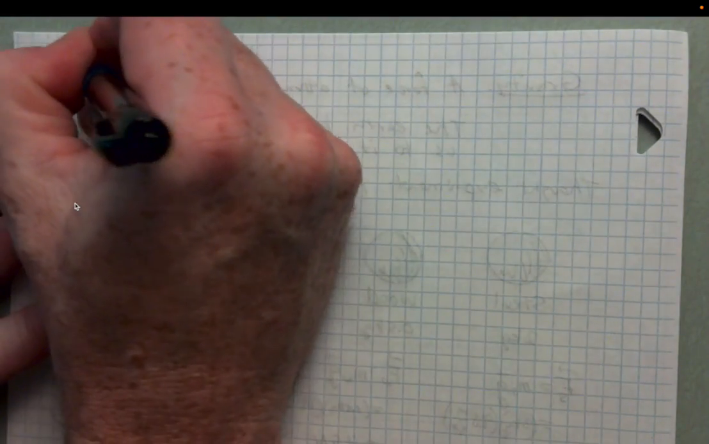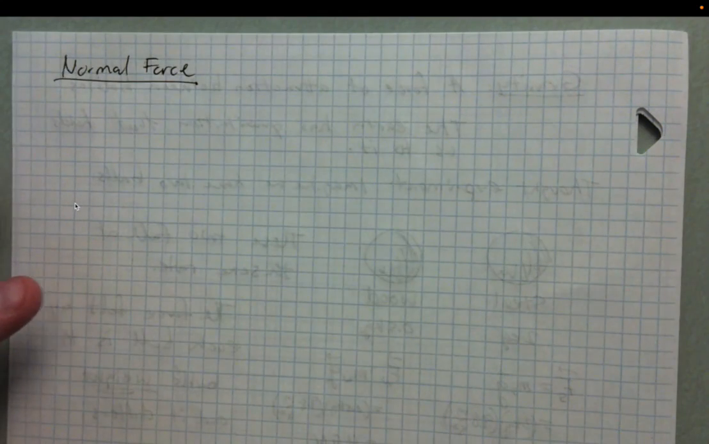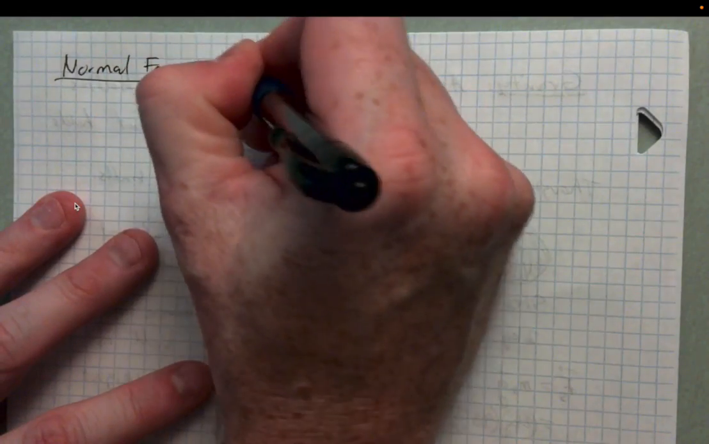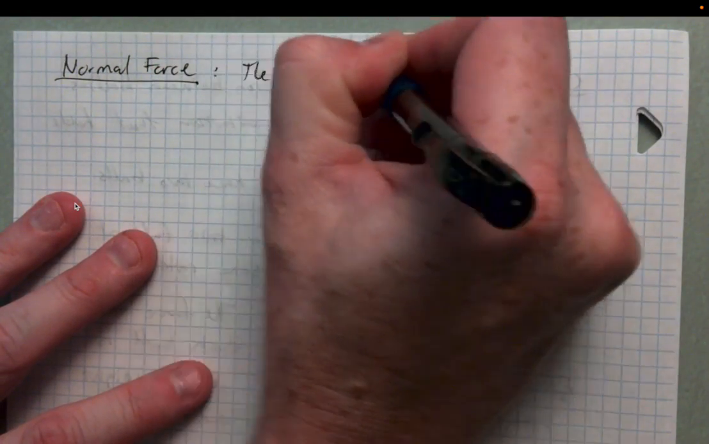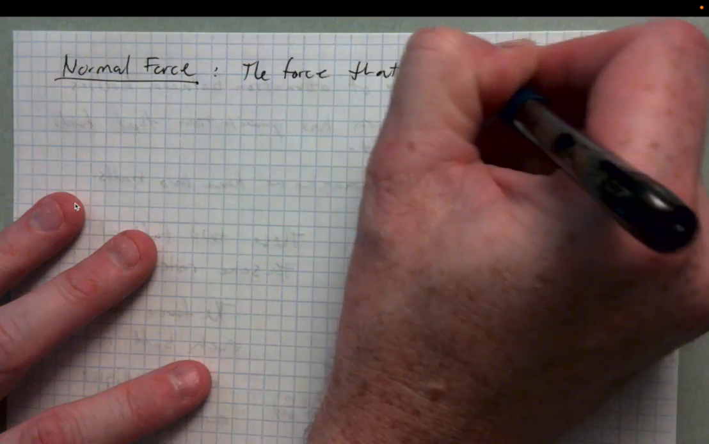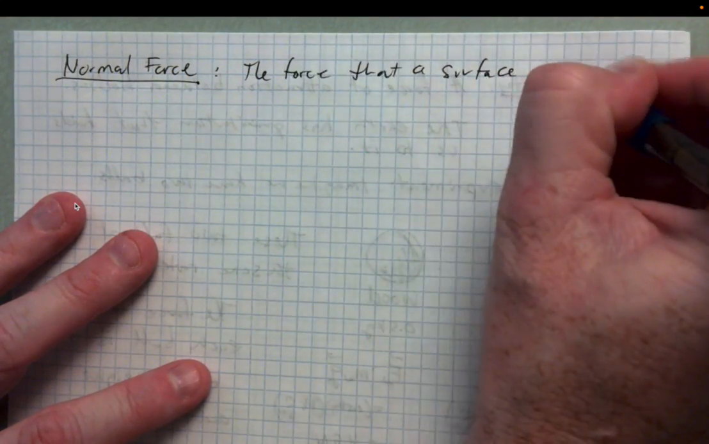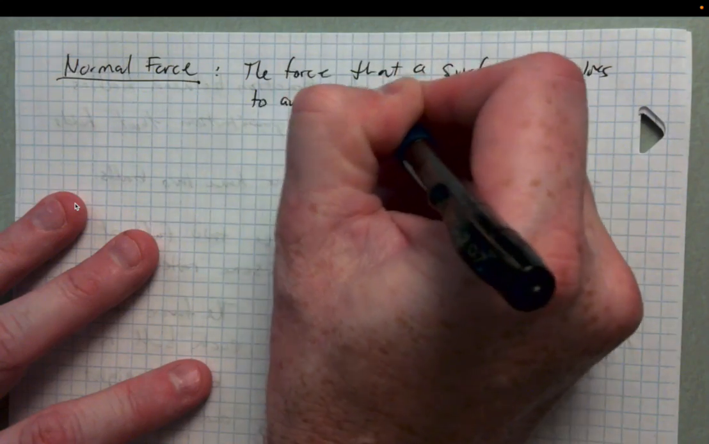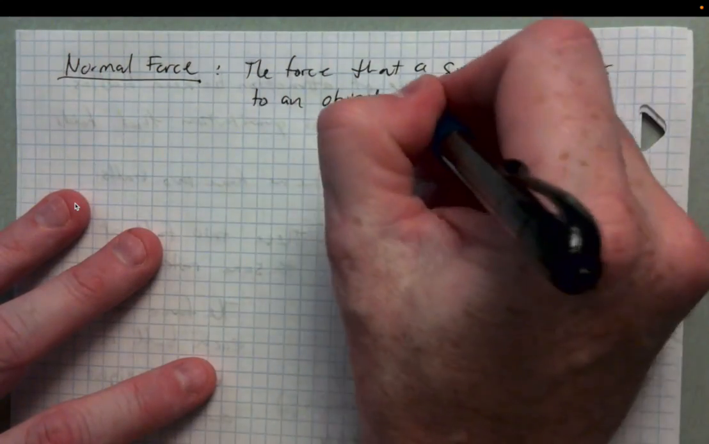The next force that we want to look at is the force that very often opposes gravity, and that's called the normal force. This is the force a surface applies to an object that is pushing against it.